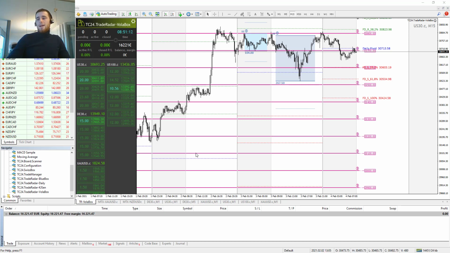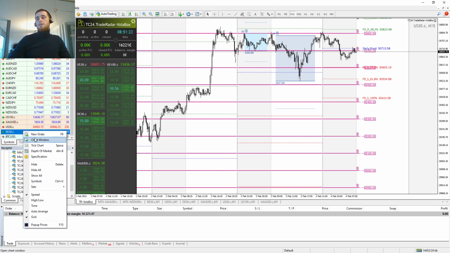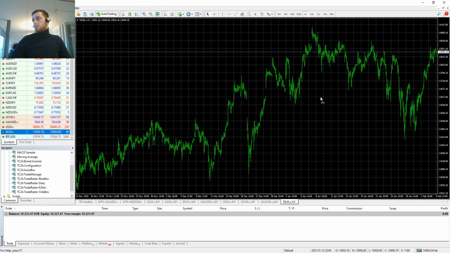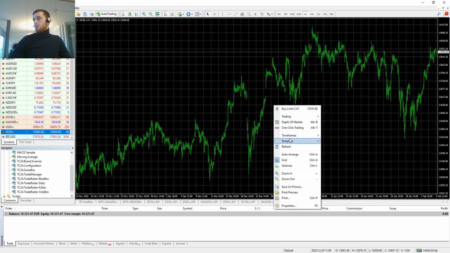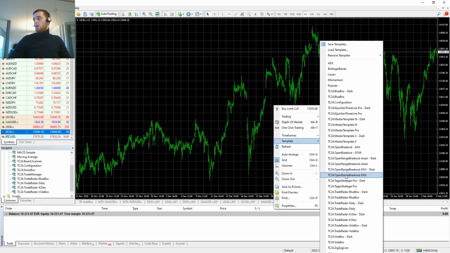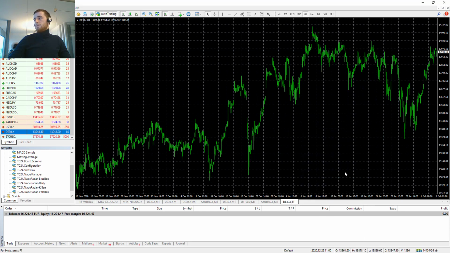So we're going to be doing our DAX market opening trade as usual every day. So let's get straight into it with our DAX chart here on the left. Right click, open the chart window. Once we have the black chart in here, we're going to right click. We're going to go down to template, open range breakout DAX.